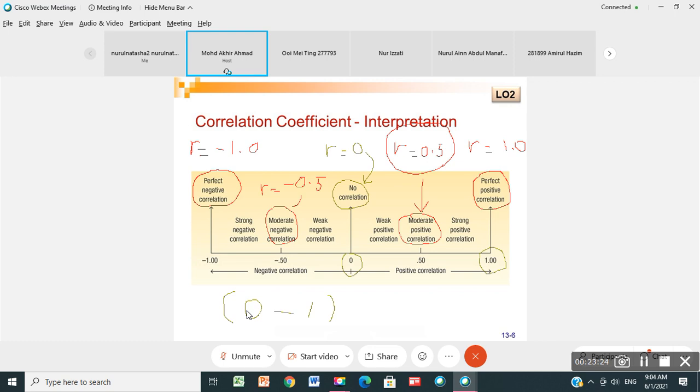So our R value between plus minus and plus minus 1, then we can interpret whether it's positive or negative. Then another one we can interpret whether no correlation, positive correlation or negative correlation in terms of weak, strong or moderate.